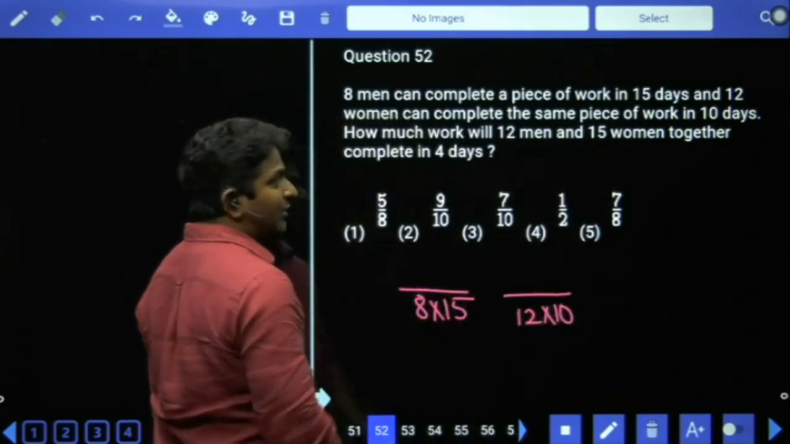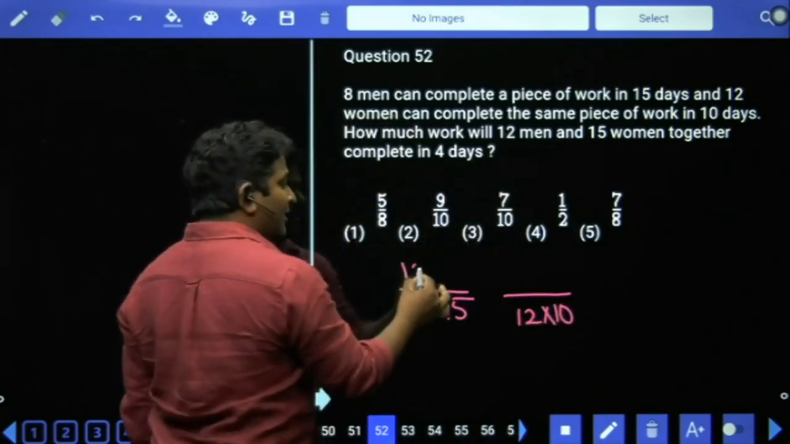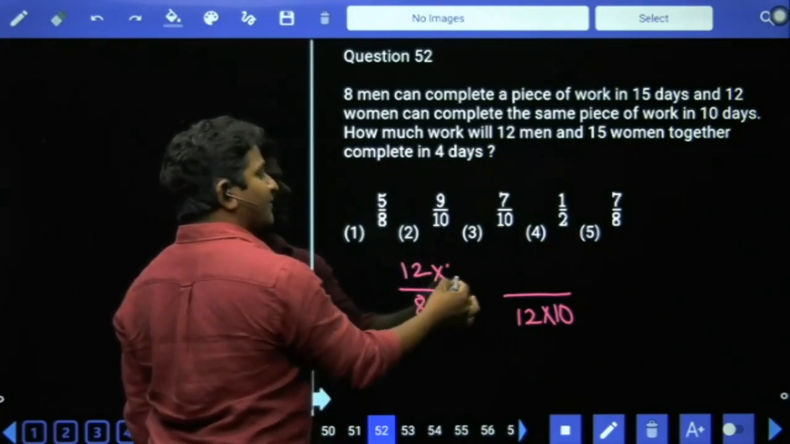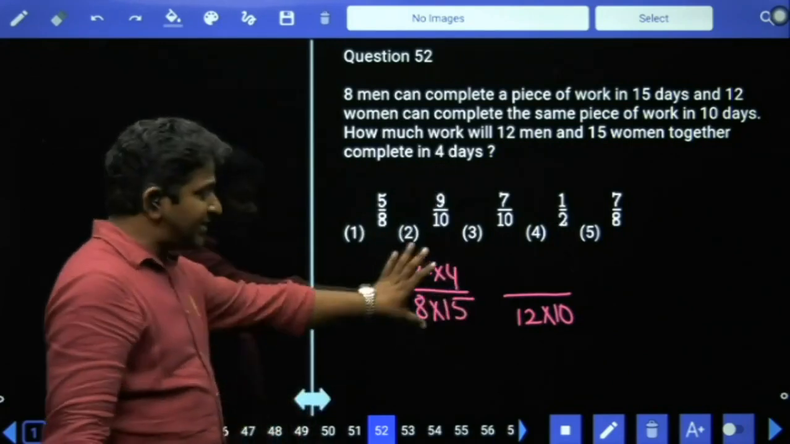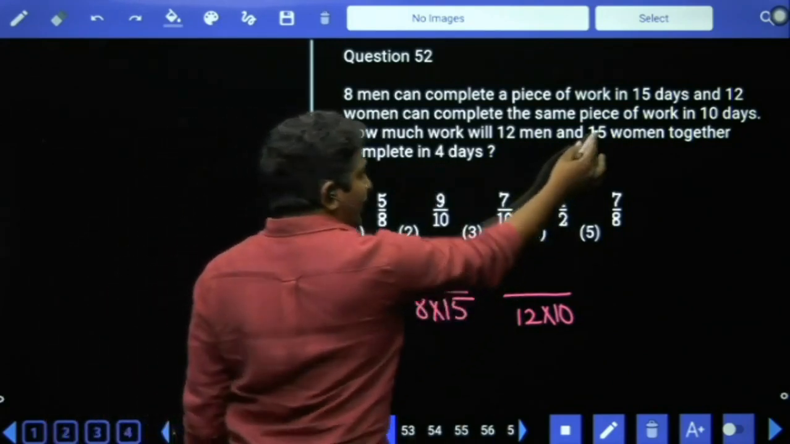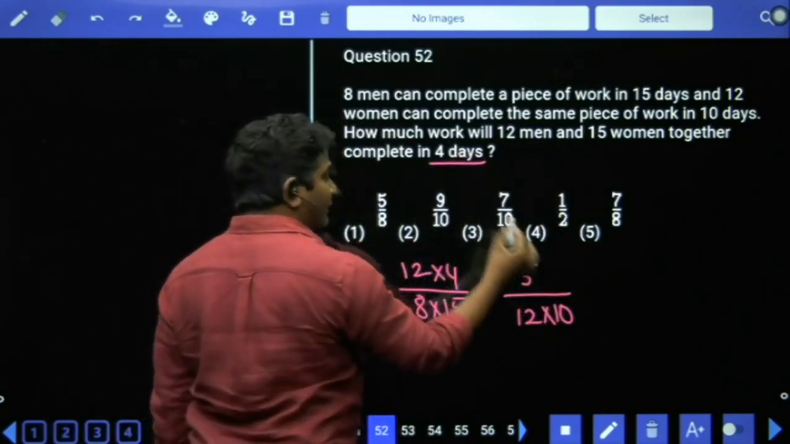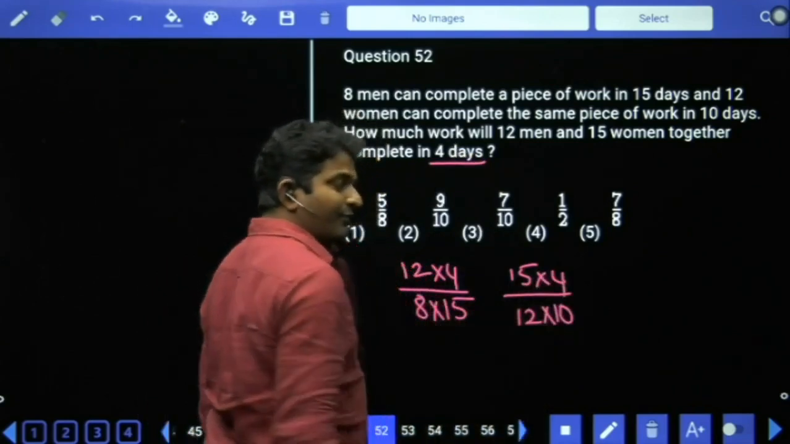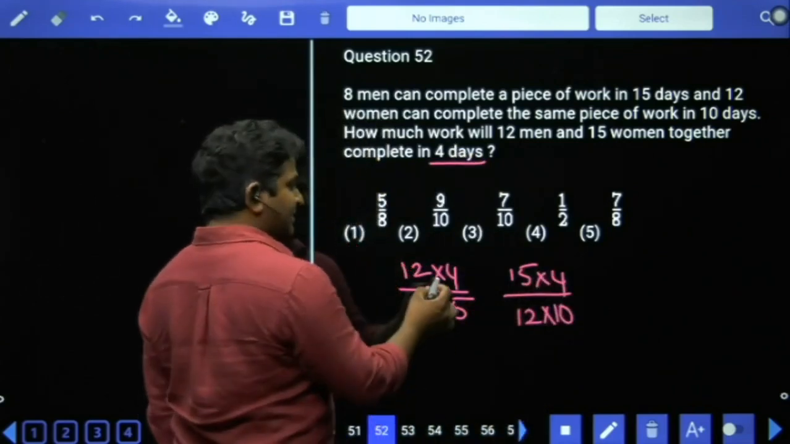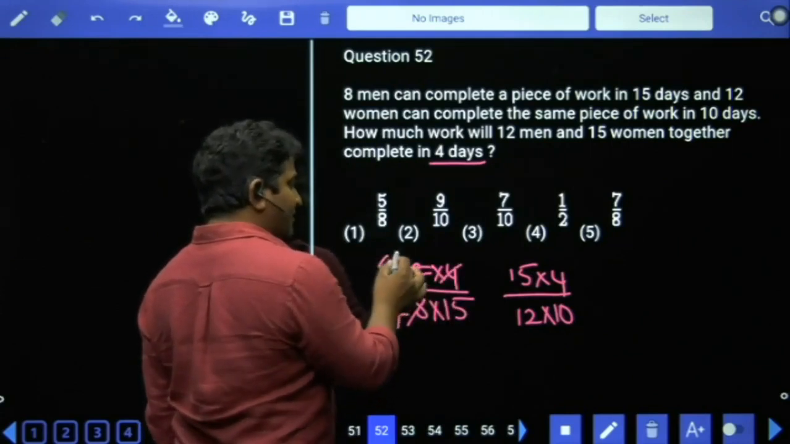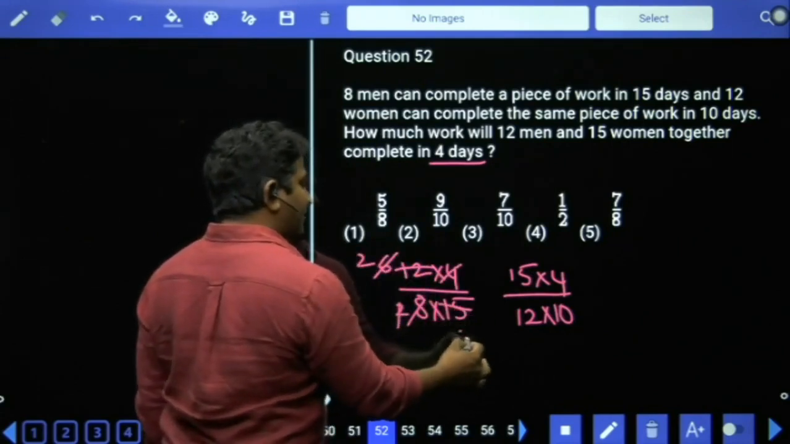1 man's work is equal to this much, but 12 men are here. 12 men's 1 day work is this much, but they worked for 4 days. So 4 days work of 12 men is this much. 15 women's work is equal to 15 by 12 into 10. Like that they worked for 4 days. That is again 4. So that is 4, 2 times, 2, 6 times, 3, 2 times, 3, 5 times.